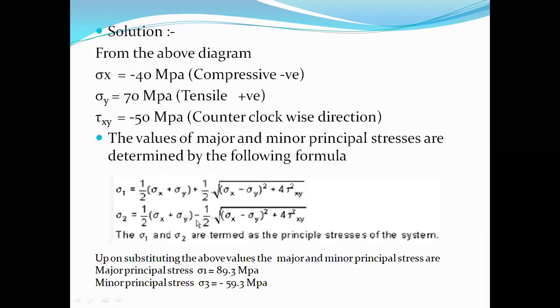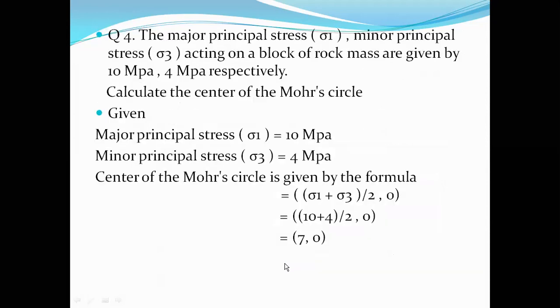So same way here the negative sign. The plus sign indicates the major value and the minus indicates the minor value. Upon substituting the above values, the major principal stress is equal to 89.3, and the minor is this one. The plus sign indicates tensile nature. The negative sign indicates compressive nature. Okay, let's move on.